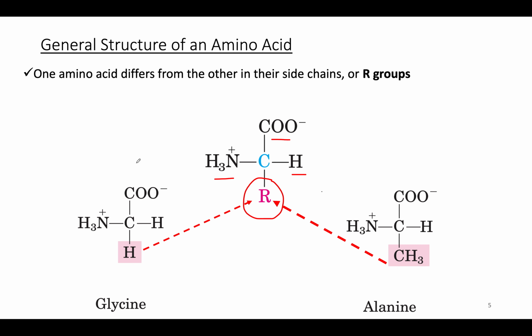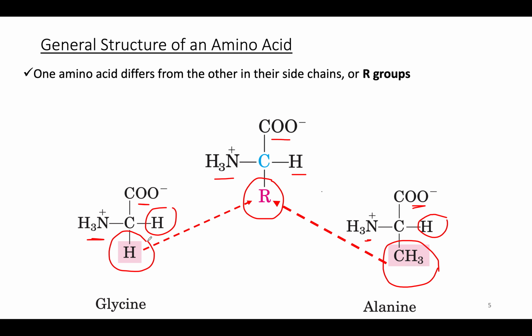I have taken 2 amino acids, that is glycine and alanine. Now let us look at the 3 arms first. Both of them have a carboxyl group, both of them have an amino group, and both of them have a hydrogen. But what is the difference between glycine and alanine? It is the side chain. In alanine, we have a CH3 or a methyl group, whereas in glycine, we have a hydrogen.